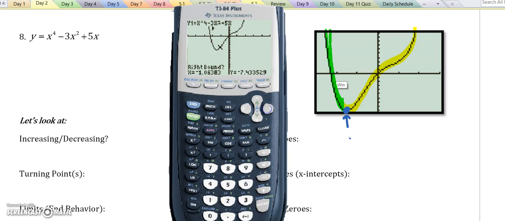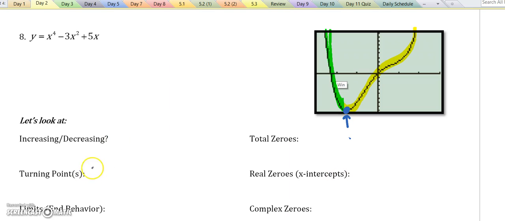Actually, this is an absolute minimum. It's the lowest the graph goes. Go right, hit enter again, and I'm going to see that that turning point occurs at about negative 1.52, comma, negative 9.19. All right, which means that my increasing interval is occurring from that x value, negative 1.52, to infinity.